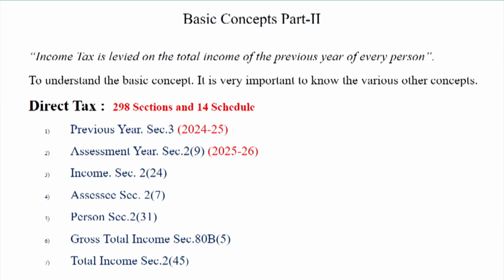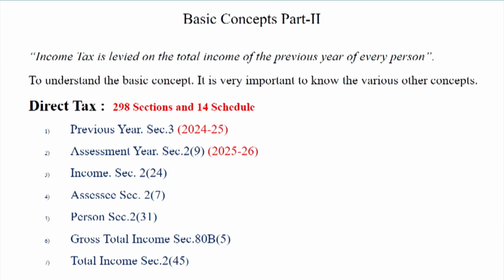Next, Section 80B subsection 5 refers to gross total income. The sum of income of 5 heads is called the gross total income. That is, the volume that comes after adding the income of 5 heads will be treated as gross total income. Under the gross total income there are 5 heads.